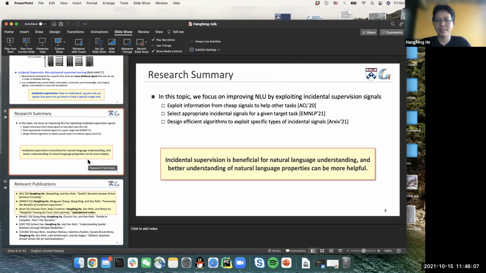And actually, there's another difference between incidental supervision and transfer learning. They are kind of relevant. Incidental supervision highlights that we should use cheap signals, which is from the signal perspective. And transfer learning is from the learning paradigm or learning algorithm, which is from the model perspective. So that's the relevance.